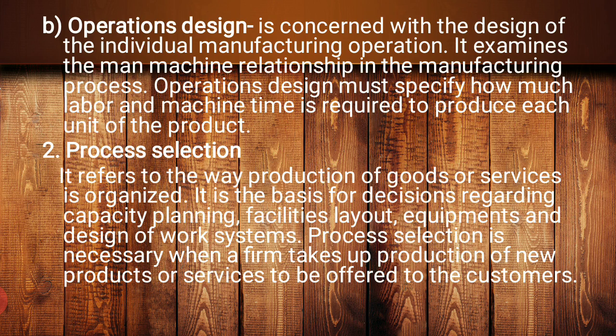When we move on to the second major aspect, that is process selection, we are coming to the main area of our topic, main area of our chapter. It refers to the way the production of goods or services is organized.